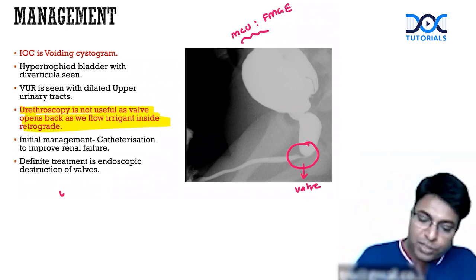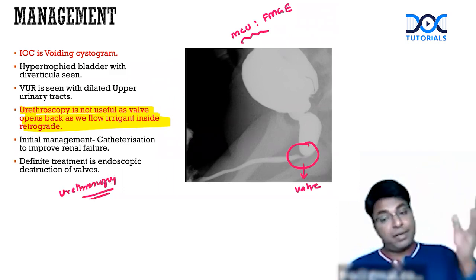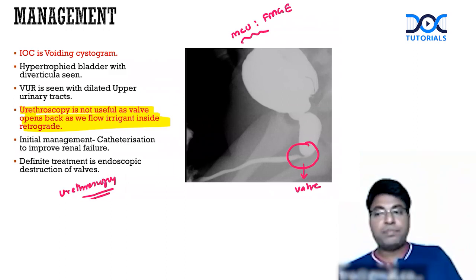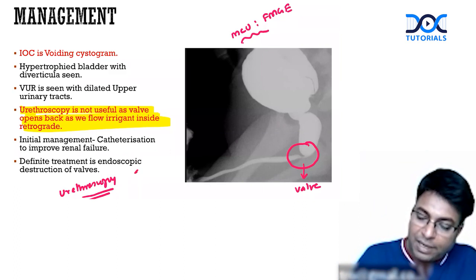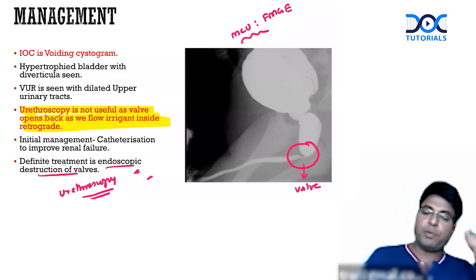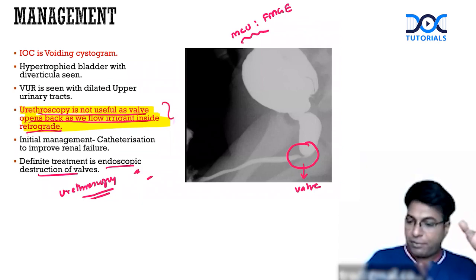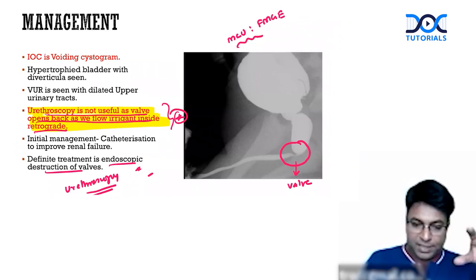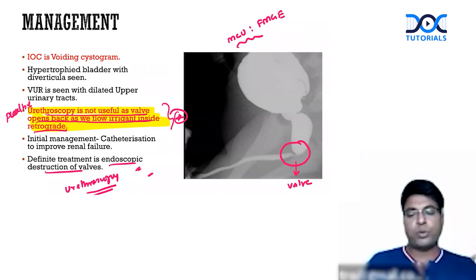Most of the time, ureteroscopy is actually used in the management. But the diagnosis is already made with the help of micturating cystogram, and then they go with the ureteroscopy. They will cut and remove the valve. That's the treatment. They will cut and remove the valve with the help of ureteroscopy finally. But ureteroscopy is not useful for diagnosis as the valve opens back as we flow irrigant inside. This is a line from Bailey and Love. This is only discussing flexible. They won't use rigid at this point of time. So flexible is no use.